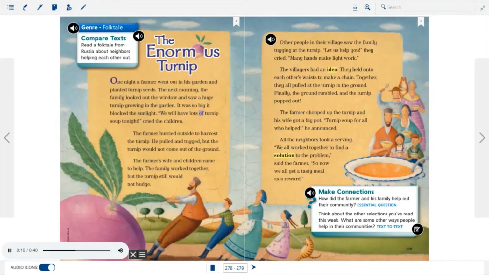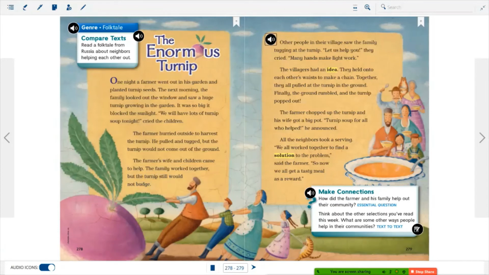"We will have lots of turnip soup tonight," cried the children. The farmer hurried outside to harvest the turnip. He pulled and tugged, but the turnip would not come out of the ground. The farmer's wife and children came to help. The family worked together, but the turnip still would not budge. Other people in their village saw the family tugging at the turnip. "Let us help you," they cried. "Many hands make light work."